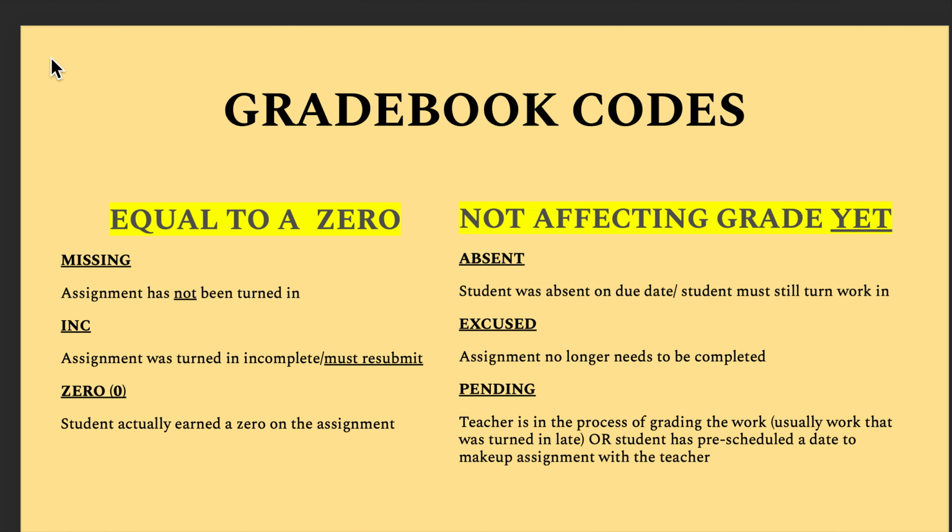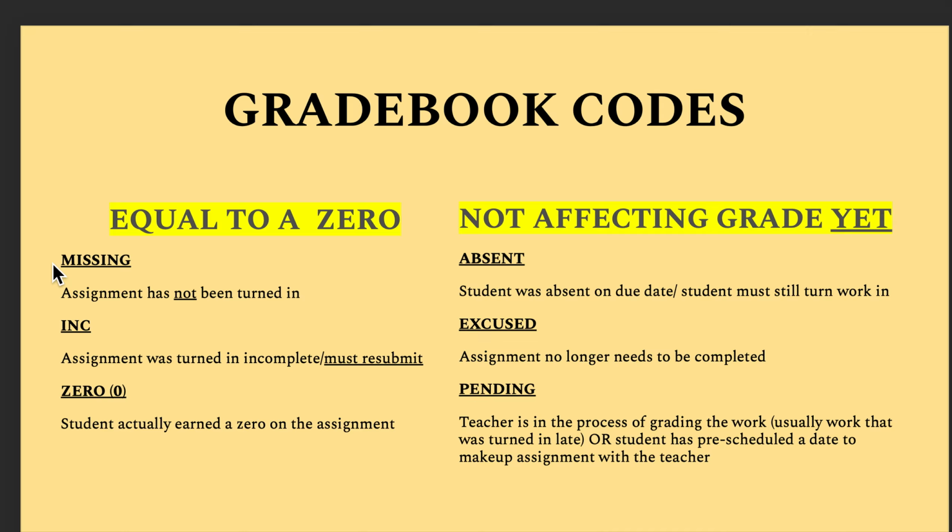These are the 6 gradebook codes you may see in the status column of RunWeb or FACTS. The codes on the left side are equal to a 0. The codes on the right side are not yet affecting the student's grade. So let's go take a look at the equal to a 0 status reports.